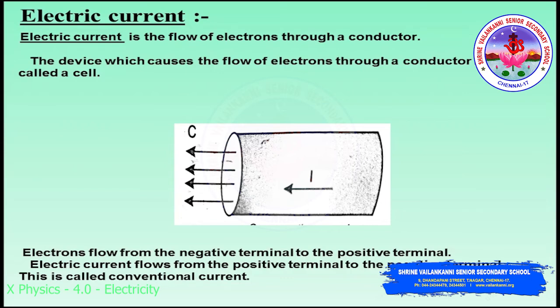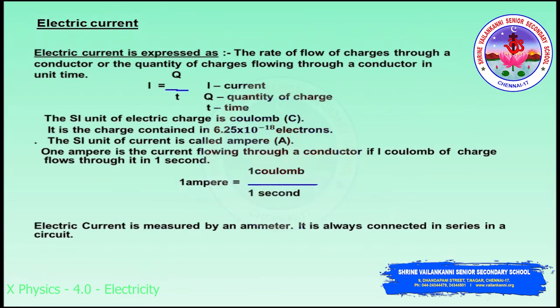In fact, whenever positive charges are in motion, we say that electric current is flowing. Electric current is measured by the rate of flow of charge. That is the amount of charge flowing through a particular area in unit time. And added to that, electrons flow from the negative terminal to the positive, and the electric current flows from the positive terminal to the negative terminal. This we call conventional current.